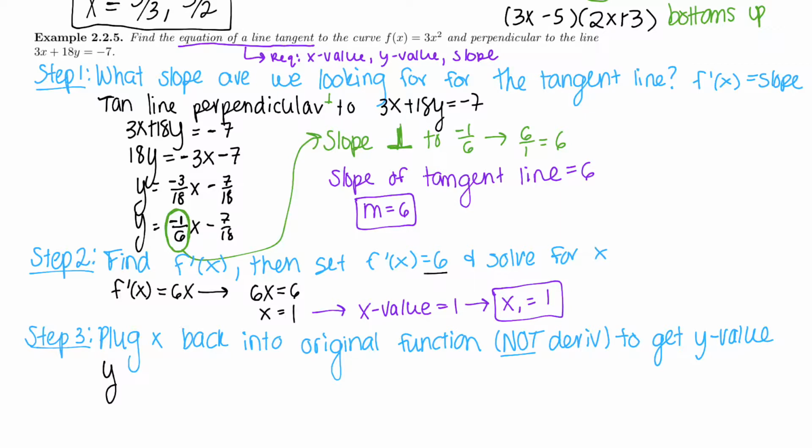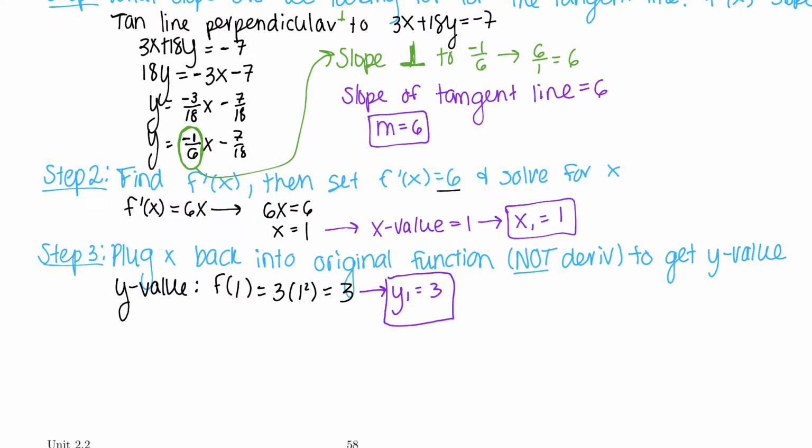So our y value comes from doing a 1 plugged into f. So that's this function right here, 3x squared. So 3 times 1 squared is 3. So y1 is equal to 3.